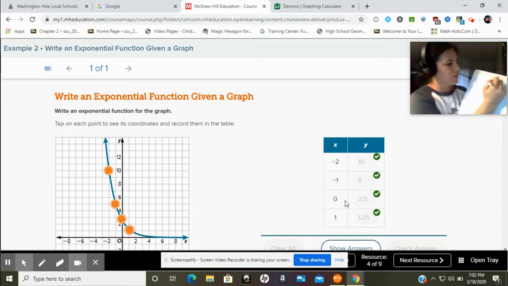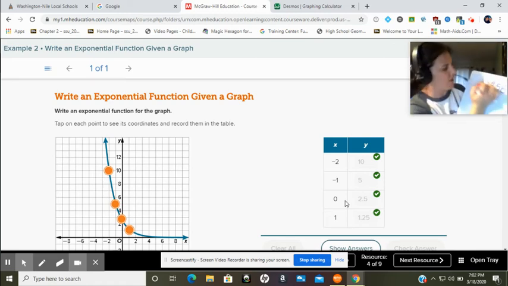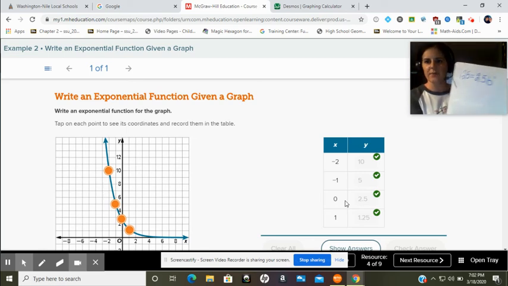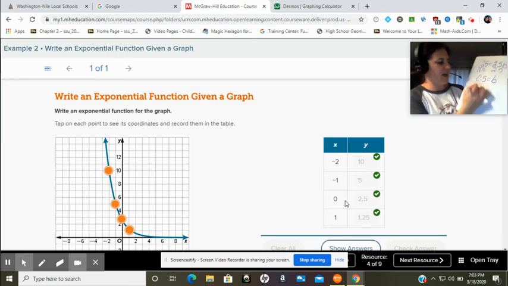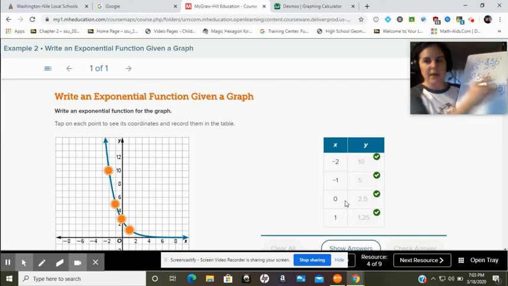But we know that A is 2.5. We don't know what B is, but we know that when X is 1, Y is 1.25. So I'm going to plug that in, and now I have enough information that I can solve for B. So I'm going to divide both sides by 2.5. 1.25 divided by 2.5, I can tell that's half, so that's 0.5 or 1/2. That's B. So now I have an equation: Y equals 2.5 times 0.5 raised to the x power.